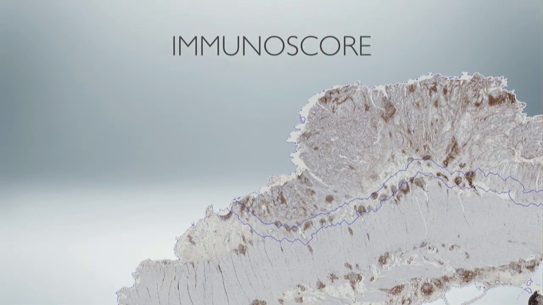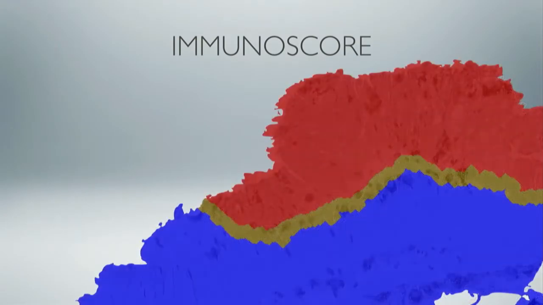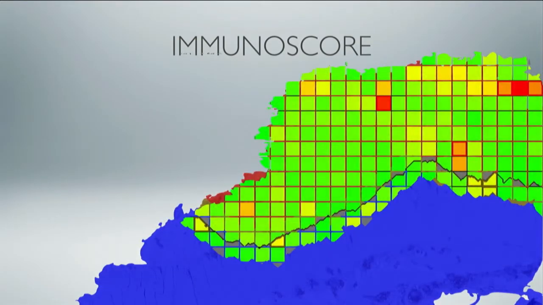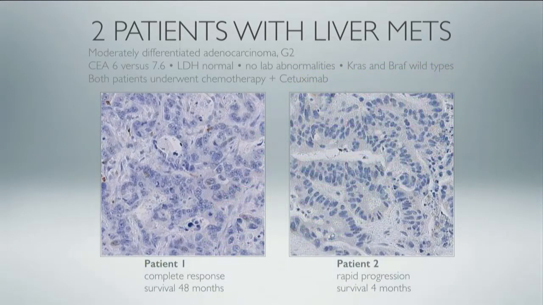We're used to immunoscores, or it's a movement to increase this awareness of this scoring at the interface. And there are, for example, 2 patients here with liver mets, and these are 2 biopsies from the liver. Both have similar CEA values and LDH and no other lab abnormalities and KRAS and BRAF wild type. And both patients underwent chemo with cetuximab, and one patient had a complete response and survived for 48 months, and the other had rapid progression and died in 4 months.